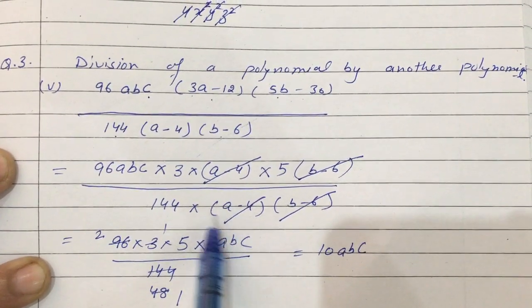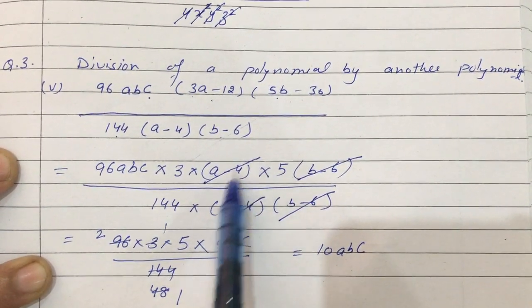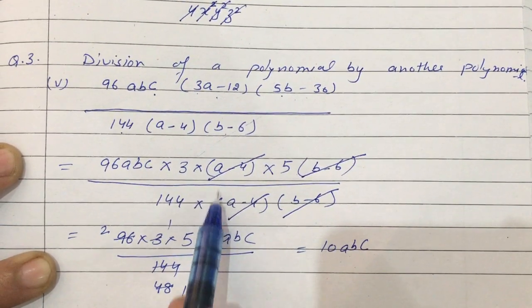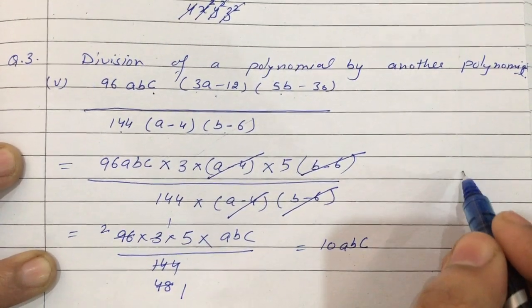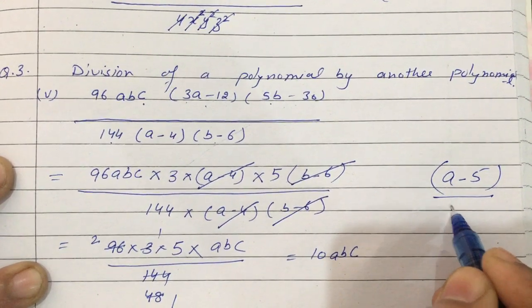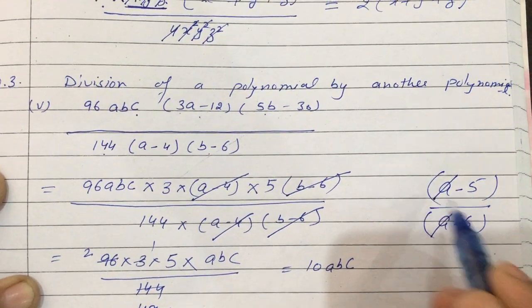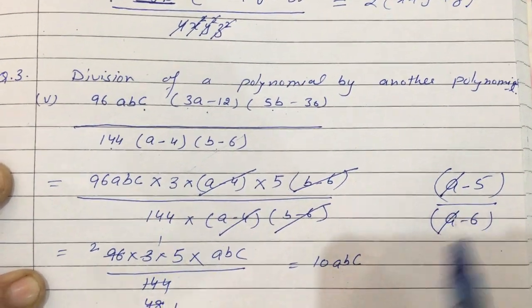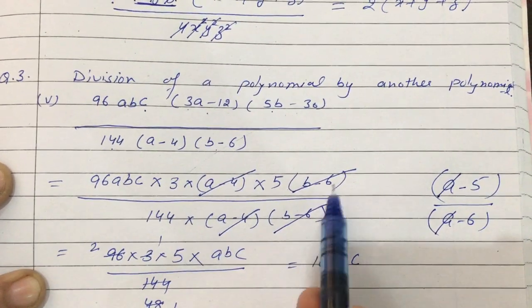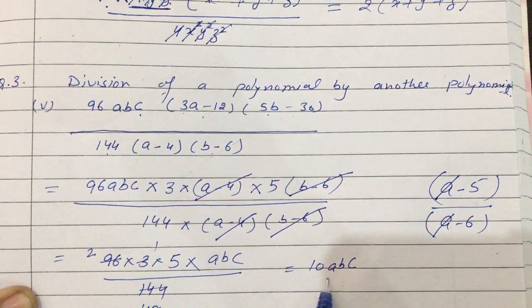Remember, when we have a polynomial with two terms, then the same bracket will be cancelled. You cannot cancel a with a. Just suppose we have here a minus 5 and here a minus 6, you cannot cancel this. The same bracket will be cancelled. So remember, bracket to bracket will be cancelled. So in this way you can get your answer, that is 10 ABC.